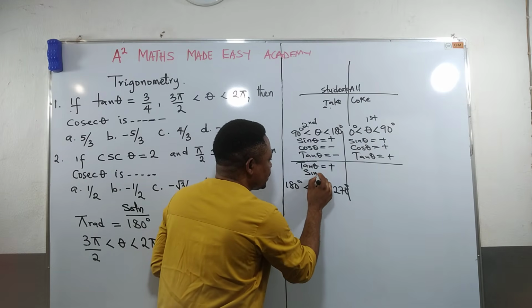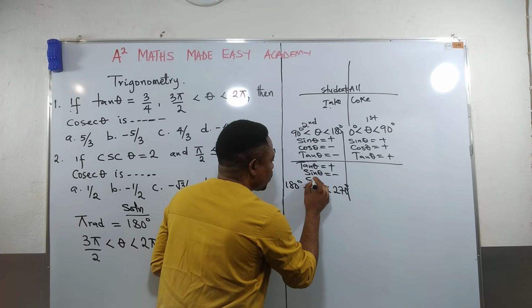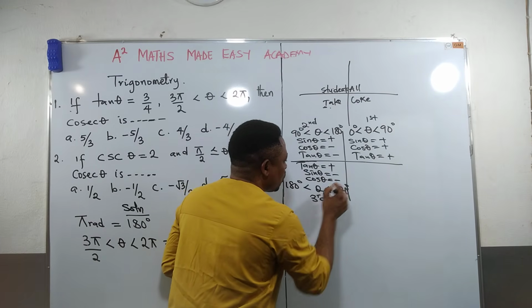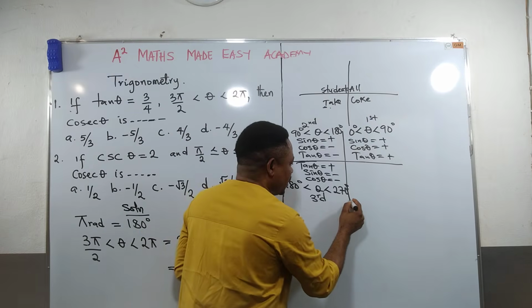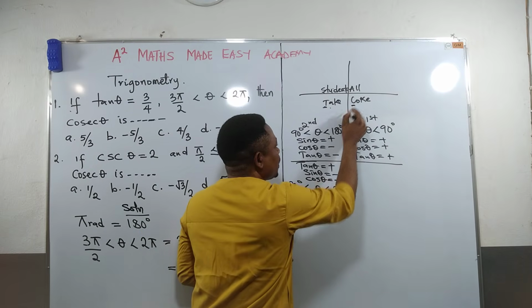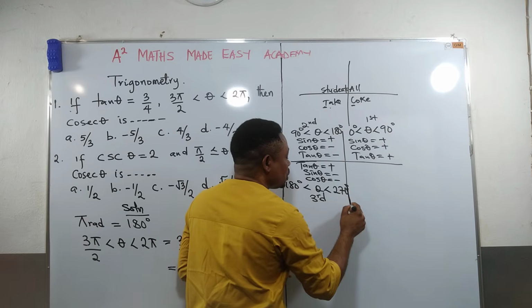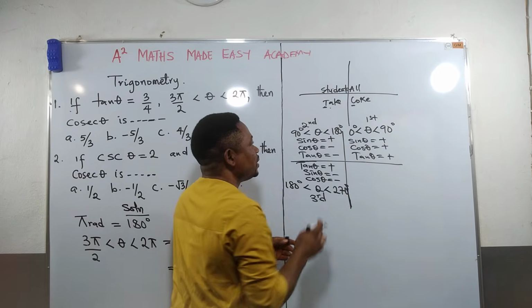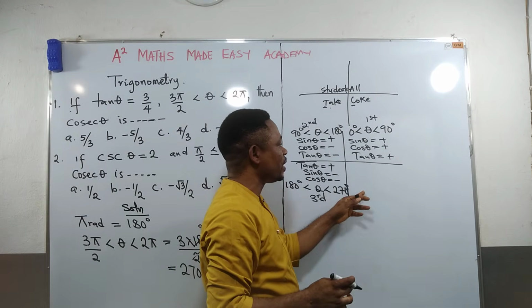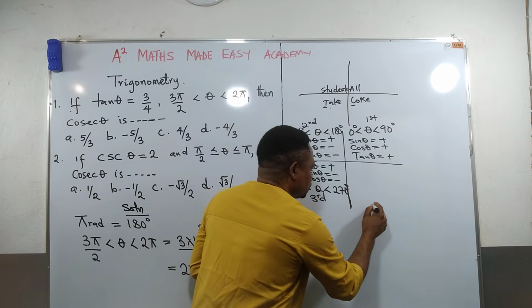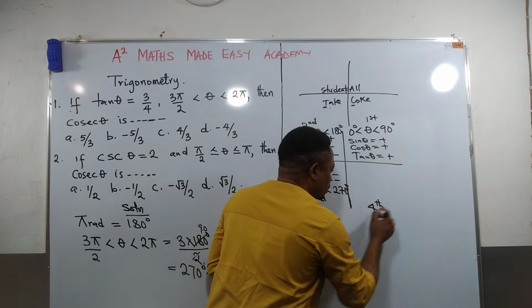Now watch this. Sin theta is negative, and cos theta is also negative. Then finally is Coke, and the first letter is C. What does it imply? It is only cos theta that is positive, while the rest are negative. Now let's move to the fourth quadrant, which is the final one.